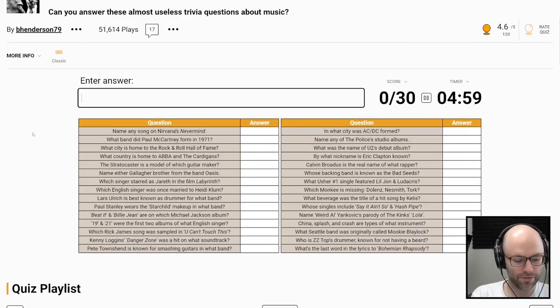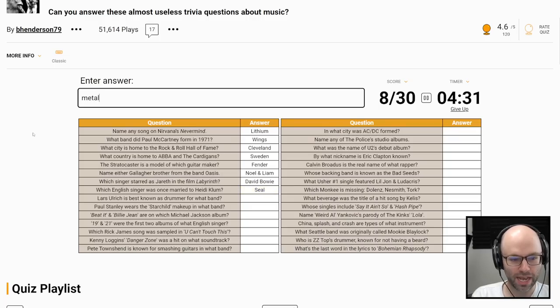Name any song on Nevermind. Smells Like Teen Spirit. What band did Paul McCartney form in 71? Wings. What city is home to the Rock and Roll Hall of Fame? Cleveland. What country is home to ABBA and the Cardigans? Sweden. The Stratocaster is made by Fender. Name either Gallagher brother. Noel. Which singer starred as Jareth in Labyrinth? David Bowie.